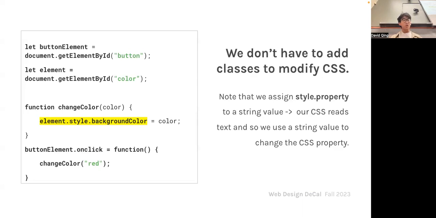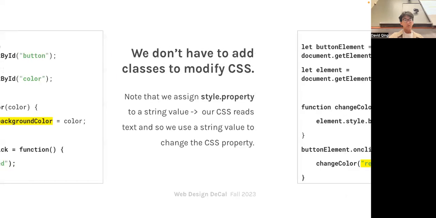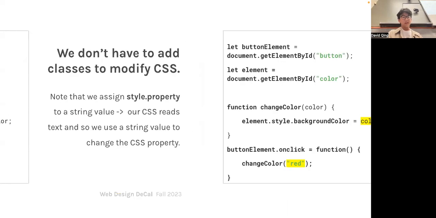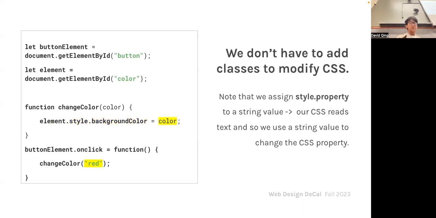Okay, cool. The important thing to note here is that you can't change element.backgroundColor. You have to change element.style.backgroundColor. So when we're looking at element.style.backgroundColor, this is the style property. And then we can see we passed into this function red. So the background color of this element will become red. Any questions on this? Okay, great.